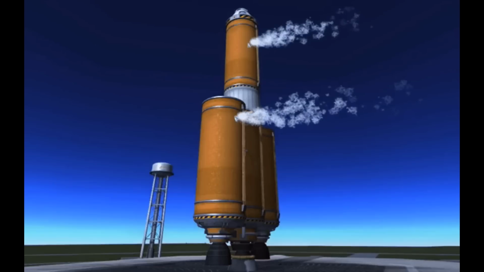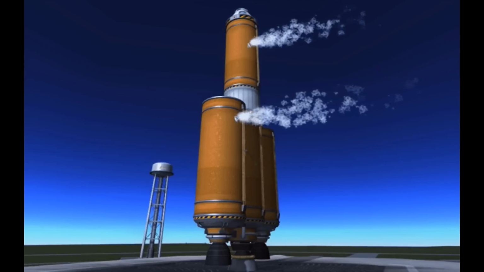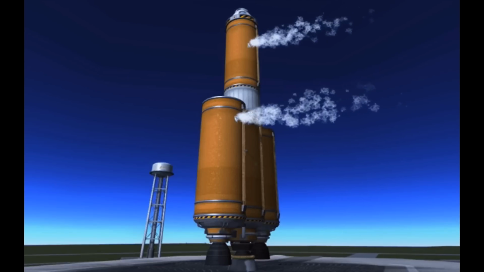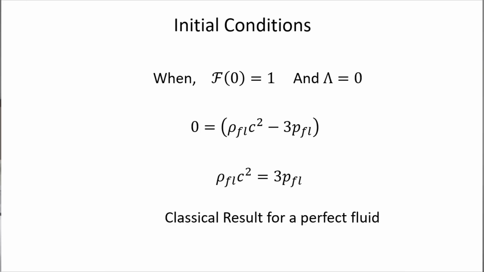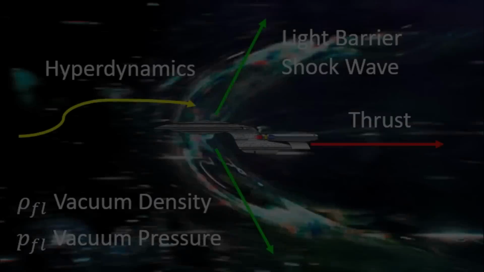As a check, let's verify our initial conditions. So let's assume that the rocket is at rest. What do we get? Turns out the right-hand side is essentially 0. If we consider that the cosmological constant is also 0, we basically get the classical result of a perfect fluid, which basically states that the energy density is equal to 3 times the pressure for the vacuum.